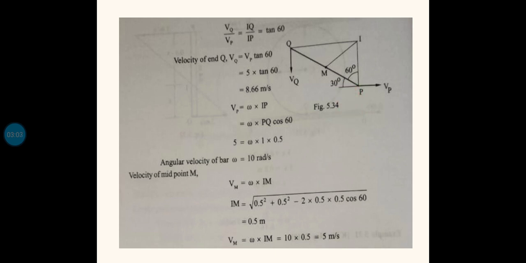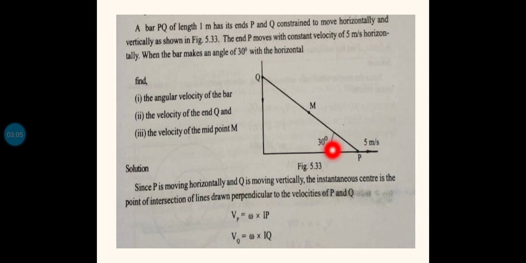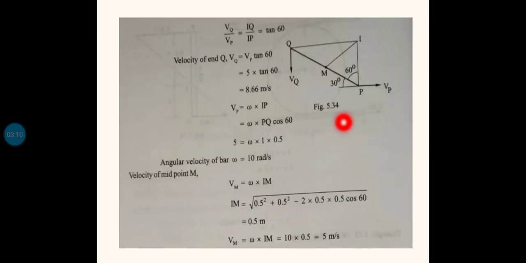In the problem it is given that the rod is making an angle of 30 degree with the horizontal. At that instant we have to find the velocity and all. So here this angle is 30 degree. Since it is a right angle of 90 degree, the remaining angle will be 60 degree. So we want to find IQ by IP. From this figure, IQ is the opposite side for the angle 60 and IP is the adjacent side. Opposite by adjacent is tan of the angle, so tan 60. So IQ by IP equals tan 60, so Vq by Vp equals tan 60.